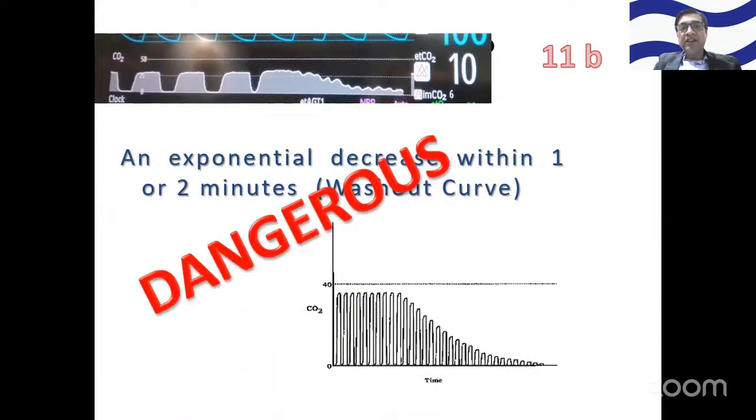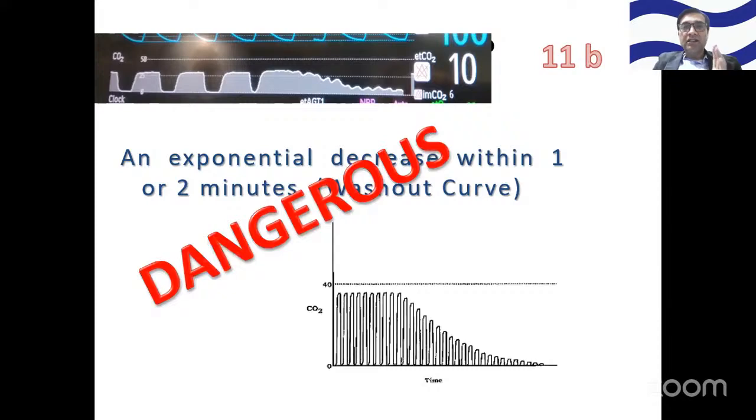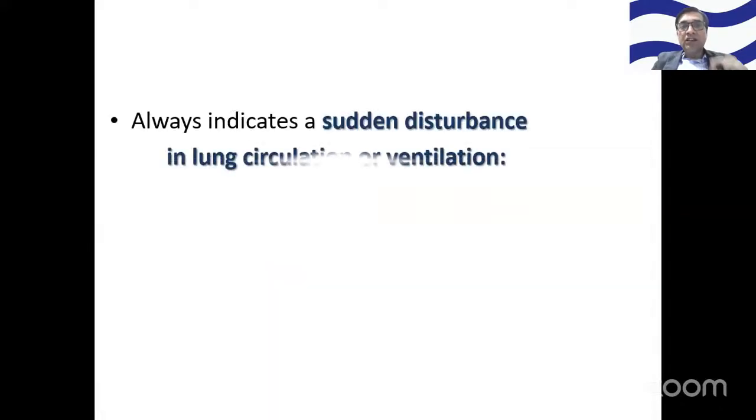This is a very dangerous scenario, and this needs real attention to the patient because this patient can arrest at any point of time. So when you see this exponential decrease within 1 or 2 minutes, a washout kind of curve, it's a dangerous scenario, and you just have to work on this patient, right? So what could be the possibility? It always indicates a sudden disturbance in lung circulation or ventilation.